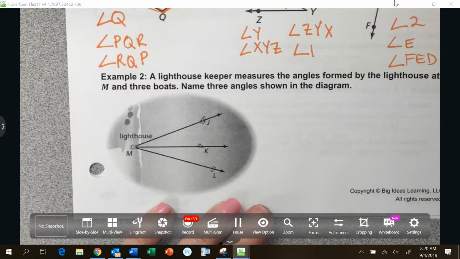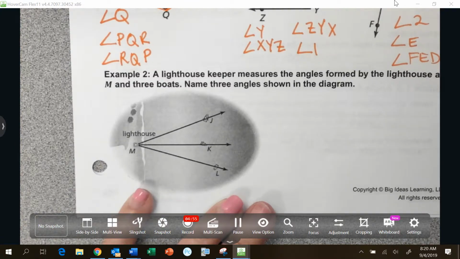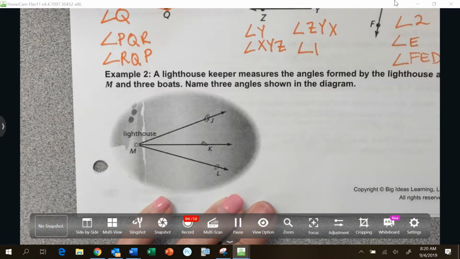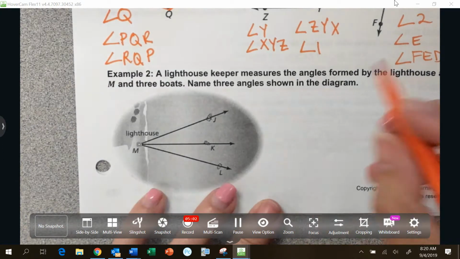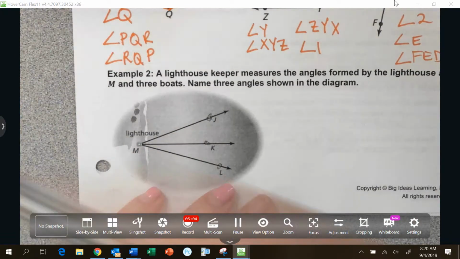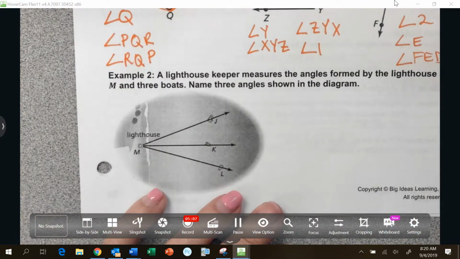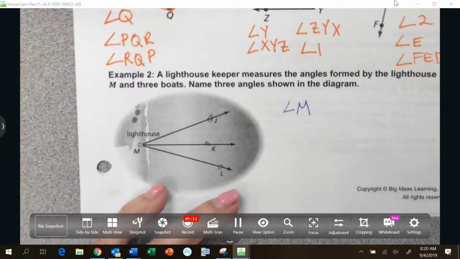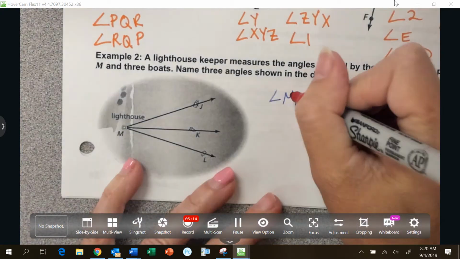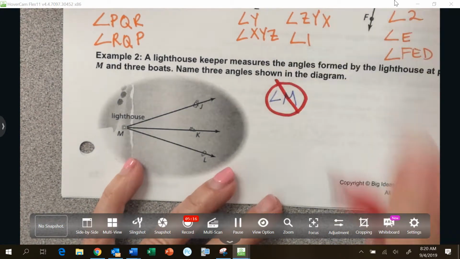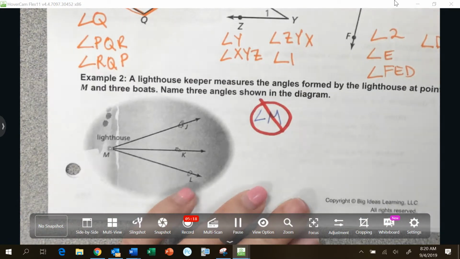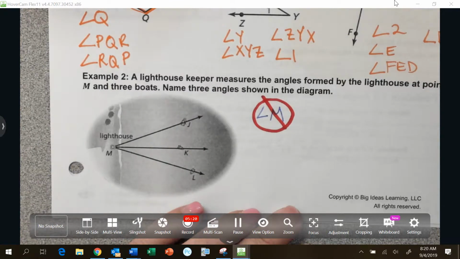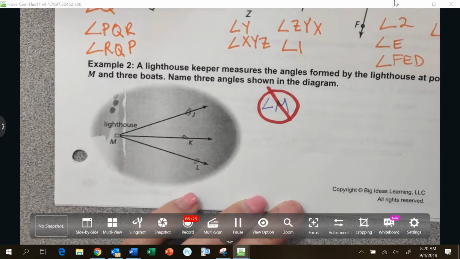All right, in this picture, a lighthouse keeper measures the angles formed by a lighthouse at point M and 3 boats. Name 3 angles shown in the diagram. Okay, so before we name anything, this is where I have to give you a warning. If I were going to name an angle, angle M, I'm going to tell you right now, you're not allowed to use that in this picture. Can anybody tell me why? Does anybody know why I can't use angle M?